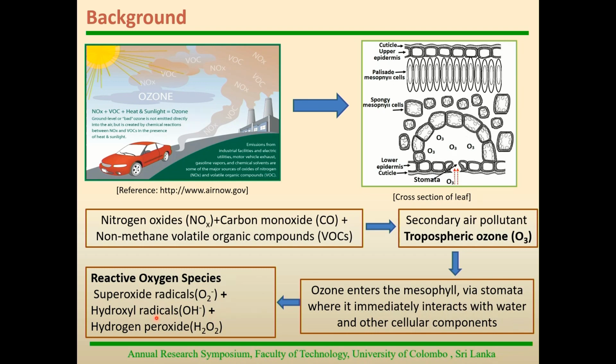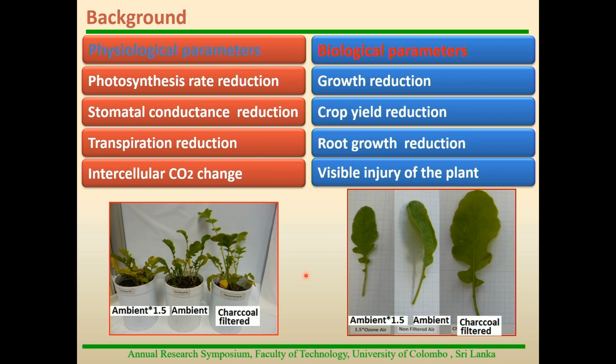Superoxide radicals, hydroxyl radicals, and hydrogen peroxide. These reactive oxygen species will damage various cellular components in the plant leaf. As we can see, this type of cellular level changes as well as microscopic level changes in the plant.